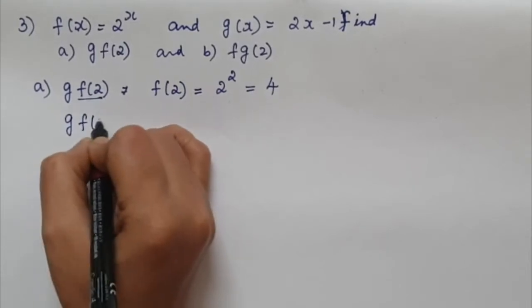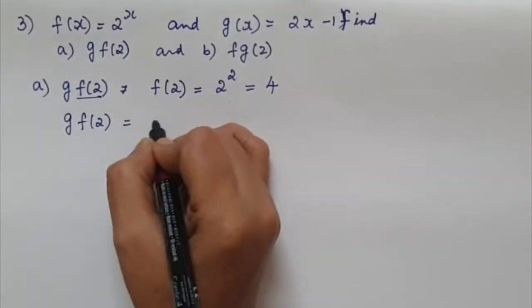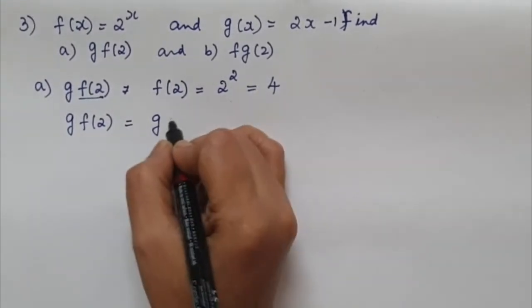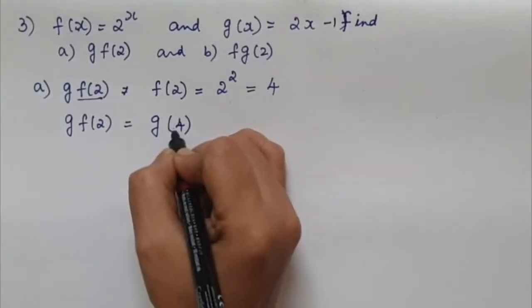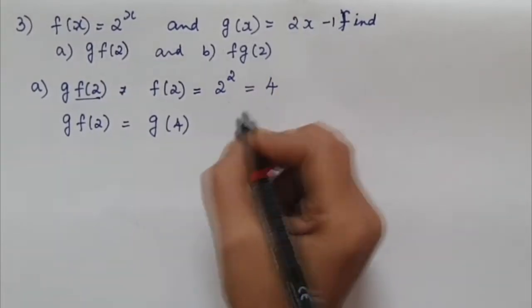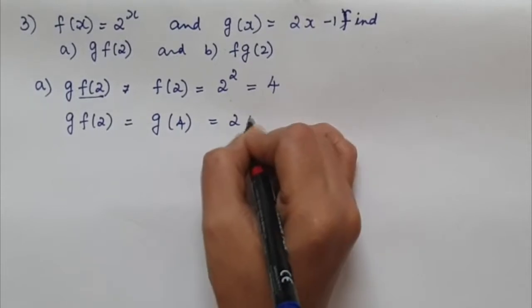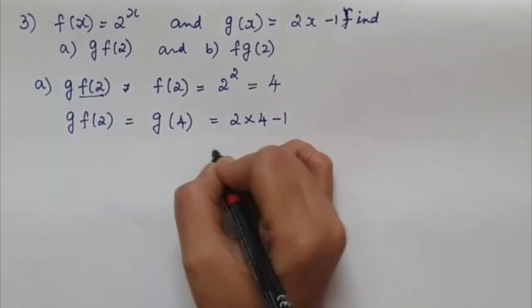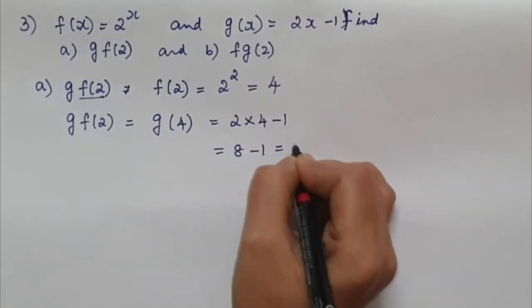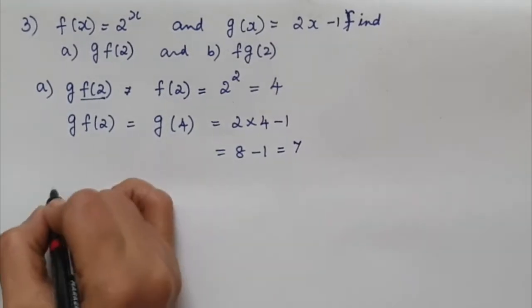Now g f of 2. Keep our first alphabet g and our f of 2 is 4. Now substitute 4 as x in g. So it will be 2 into 4 minus 1. So it will be 8 minus 1. So it is a 7. Then B part.